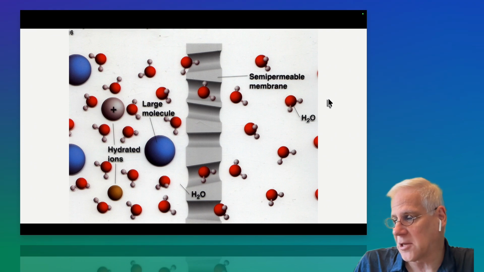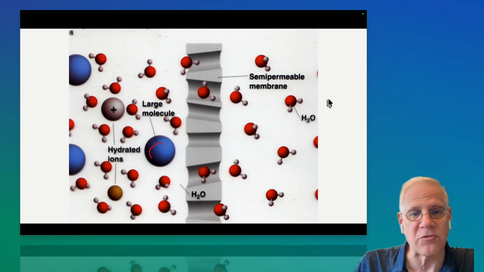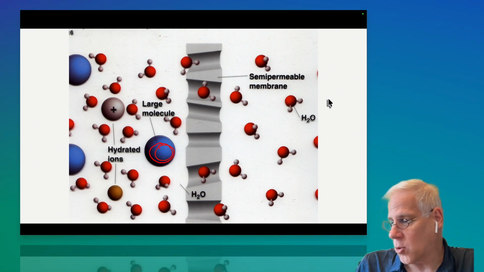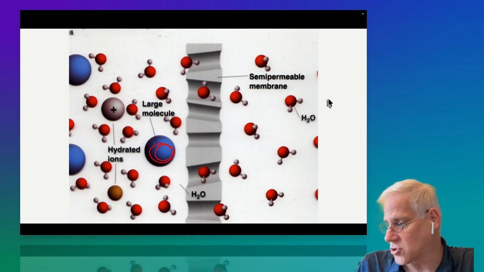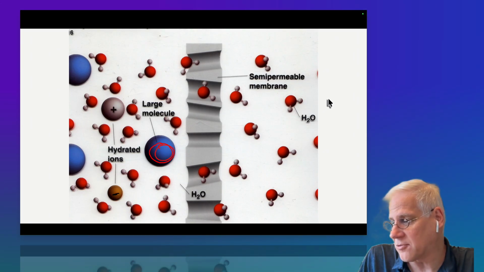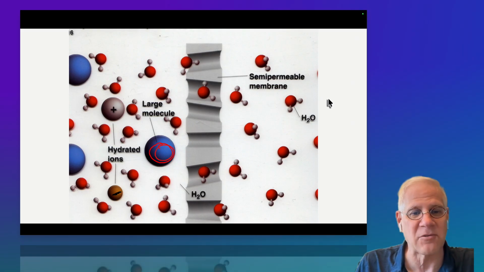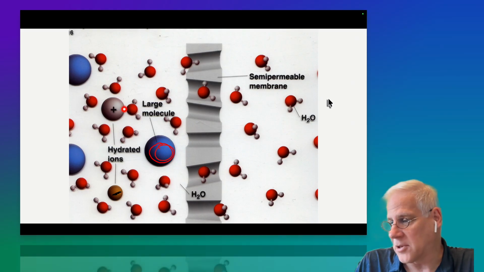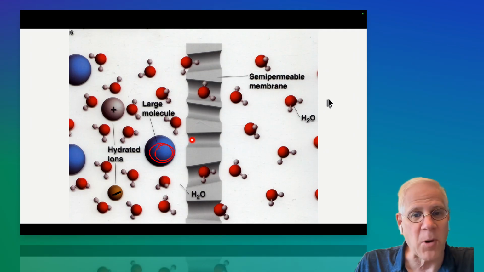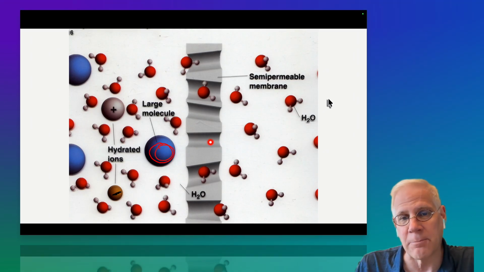If you have a solution made up of large molecules like we've got right here, or some hydrated ions here, this would be a negatively charged ion. They didn't put a little sign on there, but that would be a negatively charged ion, so an anion, and we've got a cation up in here with a positive charge. You can see here that your large molecule, maybe it's a protein, maybe it's just a large sugar or something, can't pass through the semi-permeable membrane. The pores in the membrane are just not big enough.